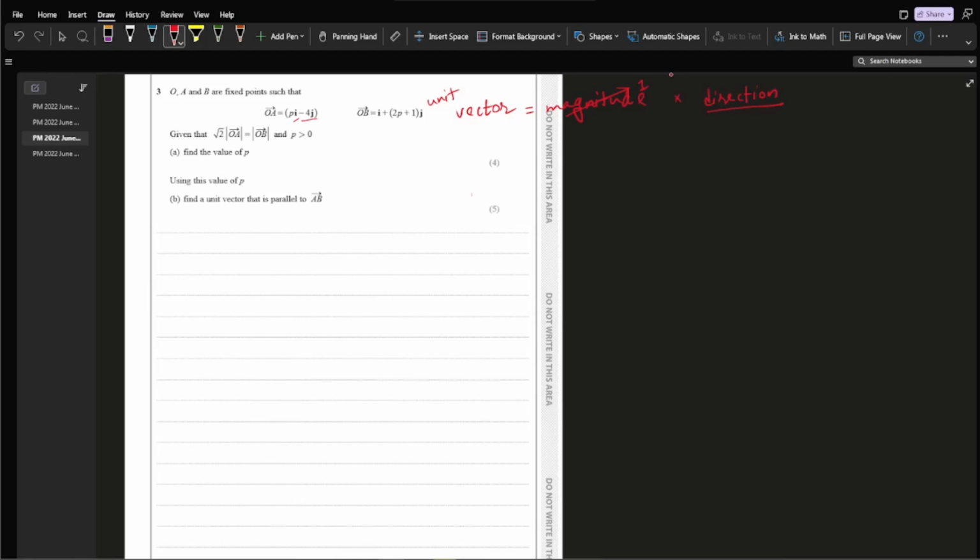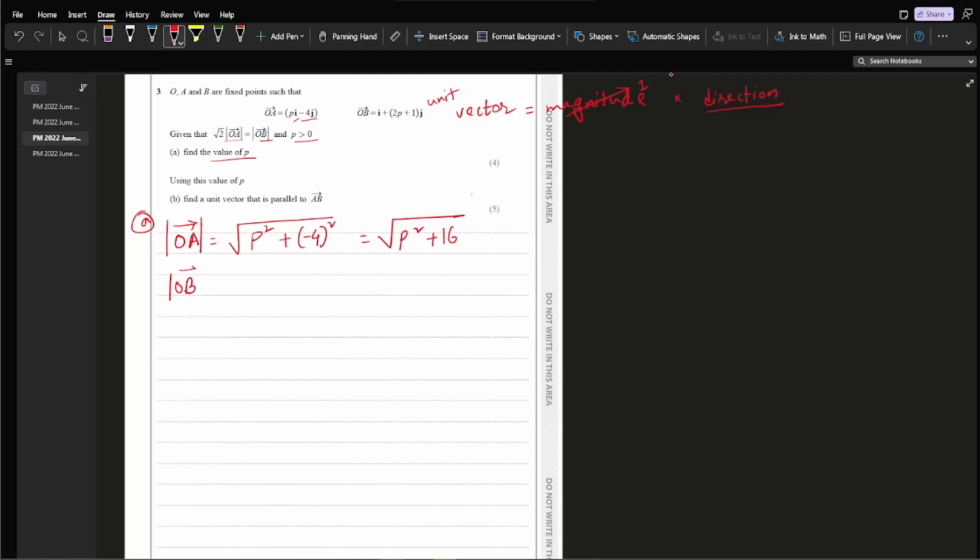Now given that this equals this, p is greater than 0, find the value of p. If you want, you can do the whole thing at once, but I'm going to break it down. The magnitude of OA is the square root of the coefficient of the first unit vector squared plus the coefficient of the second unit vector squared. So that becomes the square root of p squared plus 16.